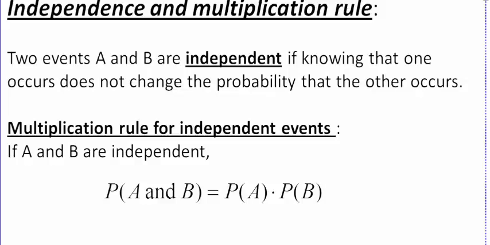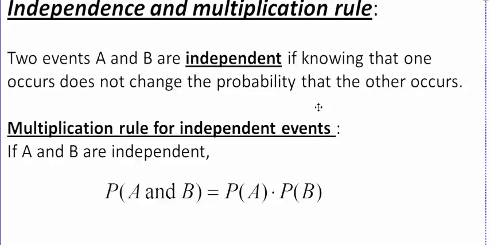Two events A and B are independent if knowing that one occurring does not change the probability of the other occurring. So like if you flip a coin and you get heads, if you flip the coin again, that second flip isn't dependent on what your first flip was. It's not going to change the outcome of the second event.